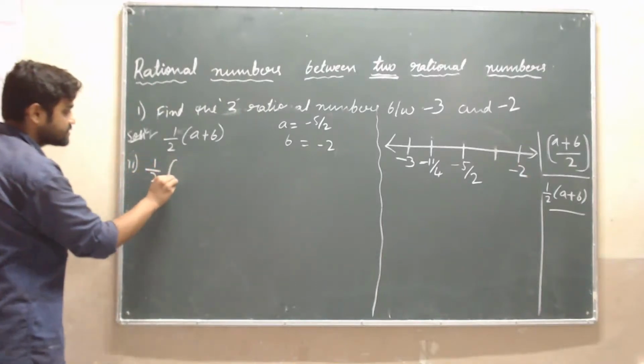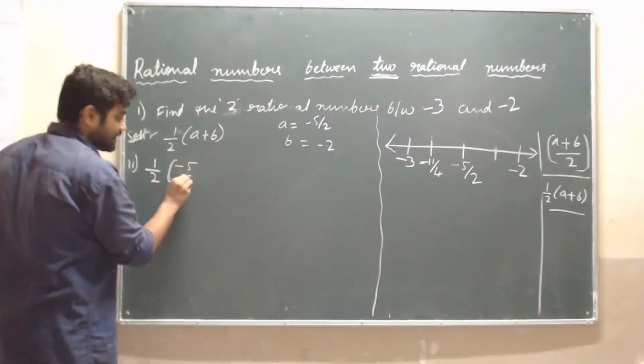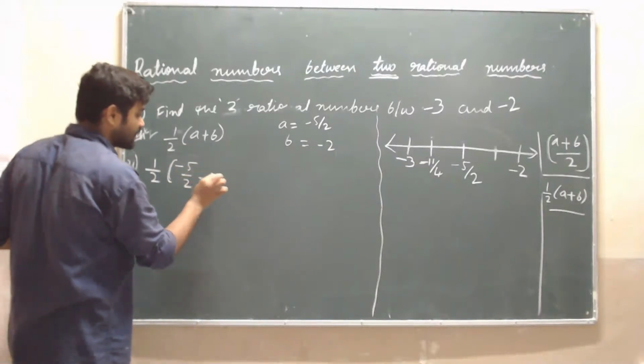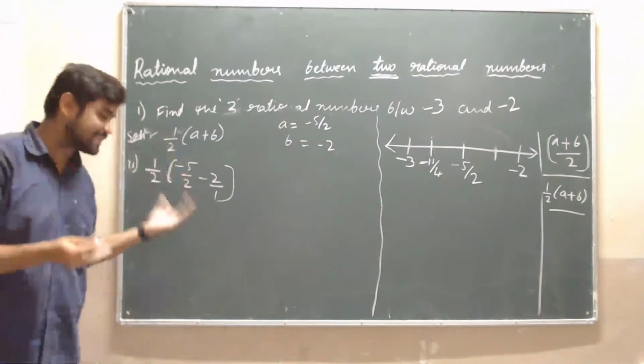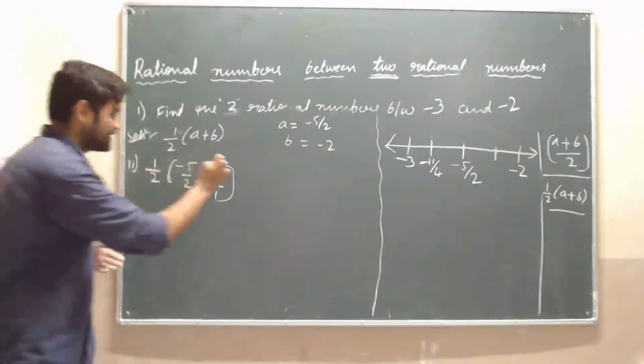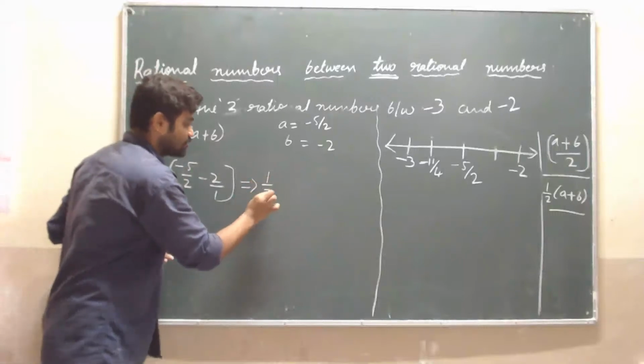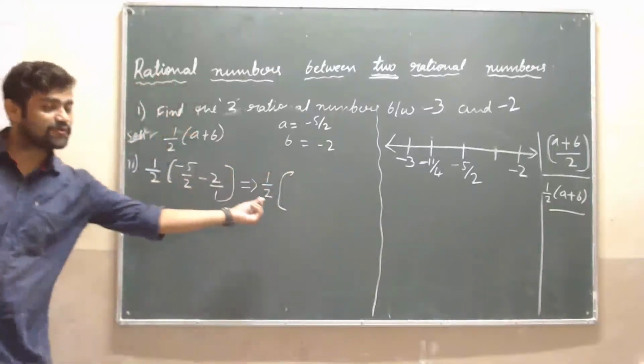That is, A is equal to minus 5 by 2, and B is minus 2. I will take minus 2 by 1. That is approximately, alright, that is equal to minus 2 only. Then solve it. 1 by 2 is here, 1 by 2 in the lead, 1 3.